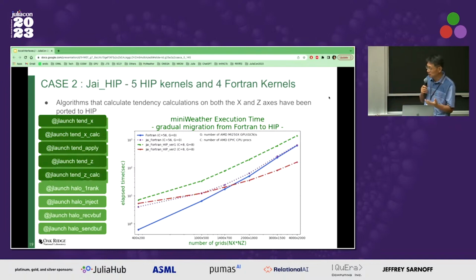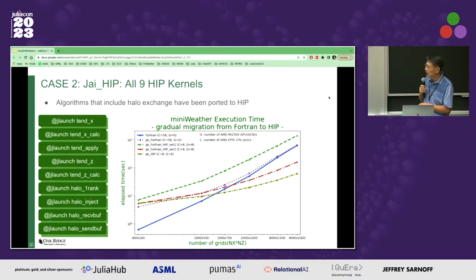And again, we added 2 more kernels in HIP. Now the performance is getting faster with the mid-size and larger sizes. And we gradually and finally migrated all kernels to HIP. And now it's the fastest in most of the data sizes.